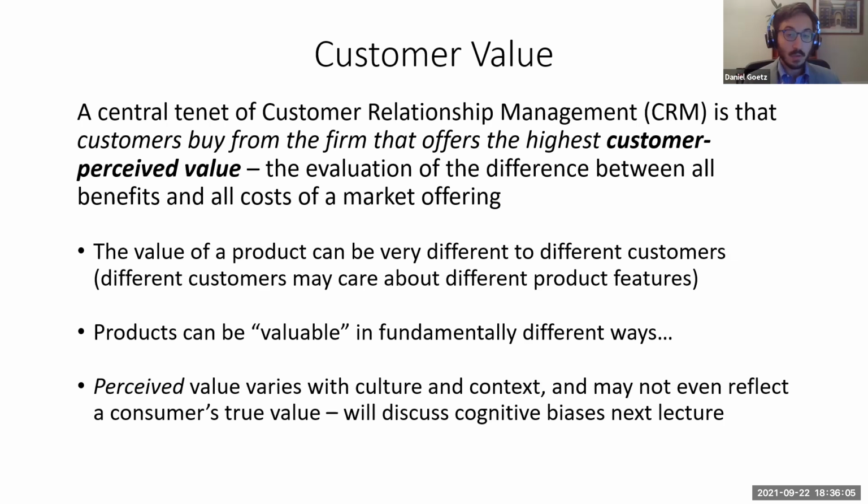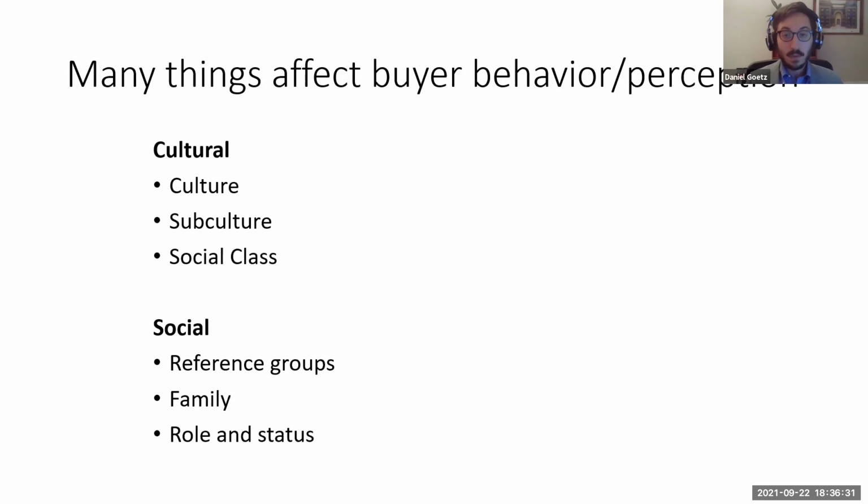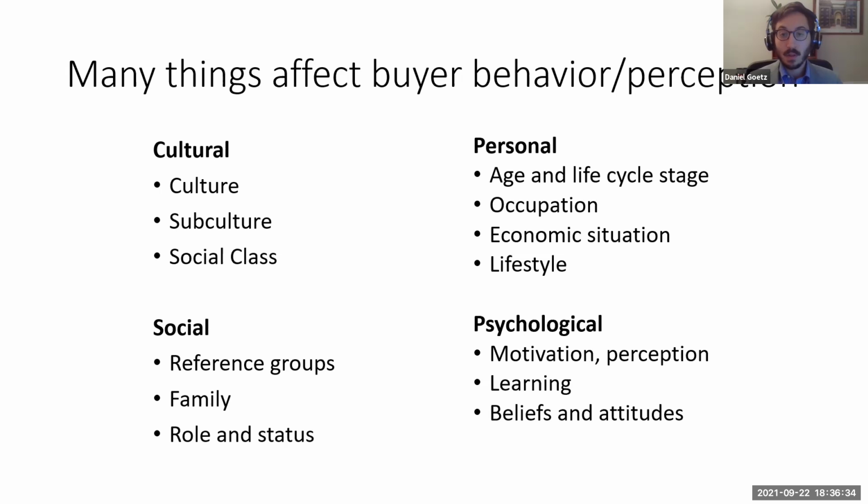Another reason we use the word perceived value is not just because it's the customer specific value, but because the value a customer perceives might not even be what they truly value it at, right? Perceived value can be manipulated through psychological or cognitive biases, which we'll talk about next lecture. Okay. Lots of things affect how you perceive the value of something, right? Cultural things, social things, personal, like demographics, and psychological, right?